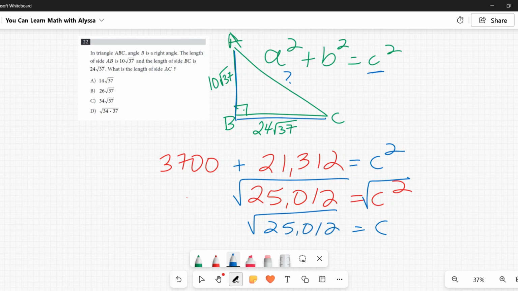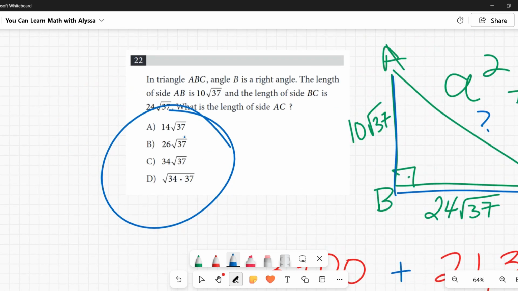25,012. Now, that can be a little bit challenging, to find all the factors of 25,012, but we have a big clue, because up here in our answers, all of these involve, in some form, the square root of 37. So I know 37 is going to be in there, and either it will be left behind and I'll have a square of 14, 26, or 34 under the radical that I can then pull out, or it's going to be 34 times 37. Either way, I'm going to divide 25,012 by 37.